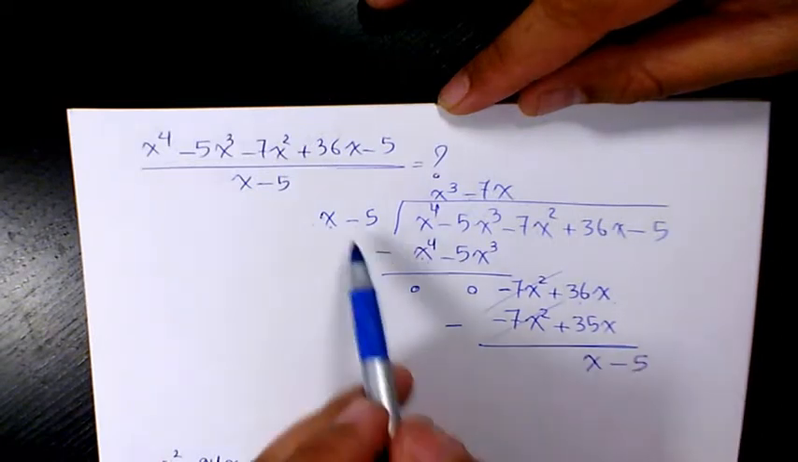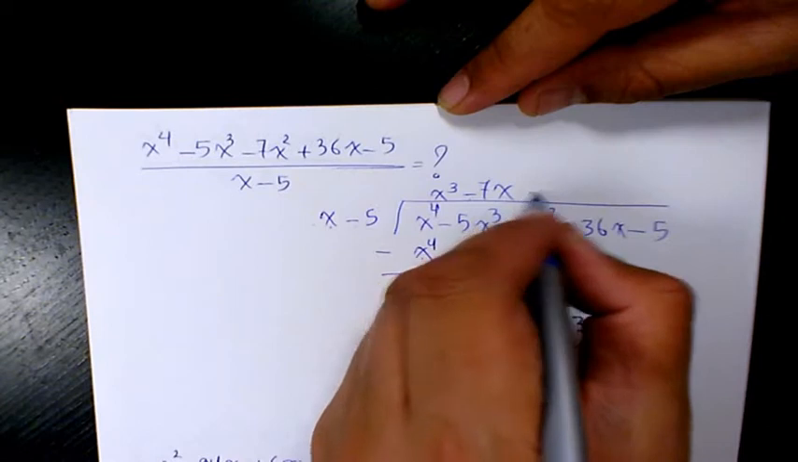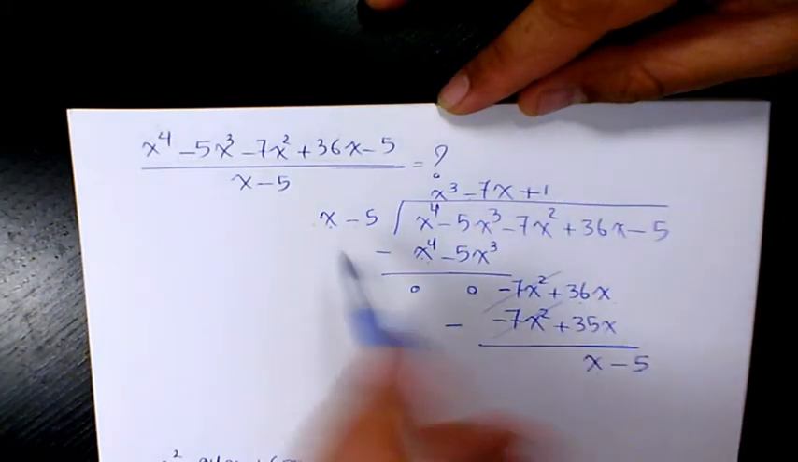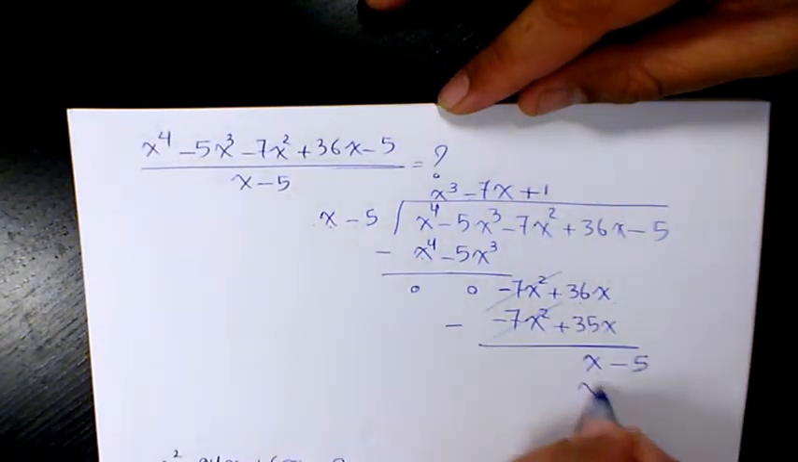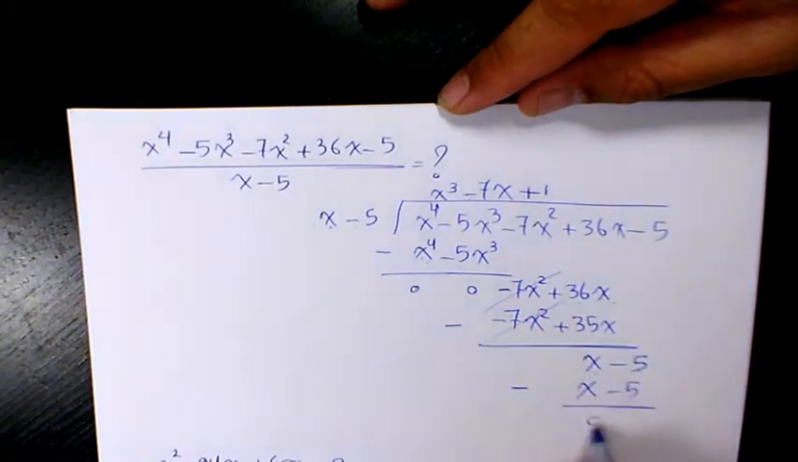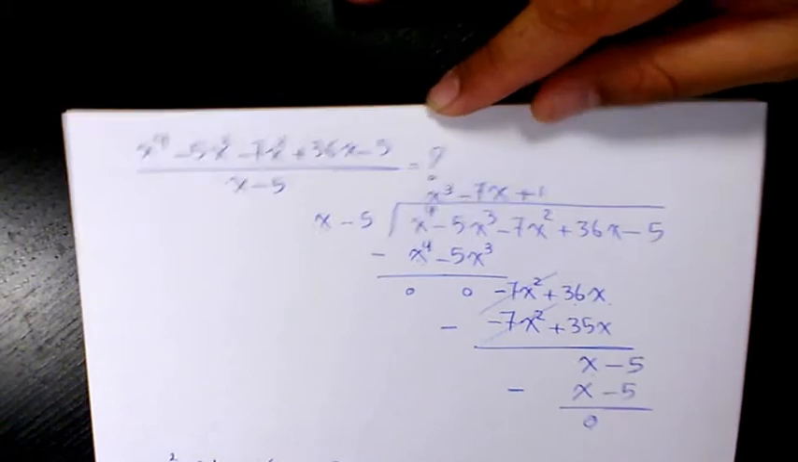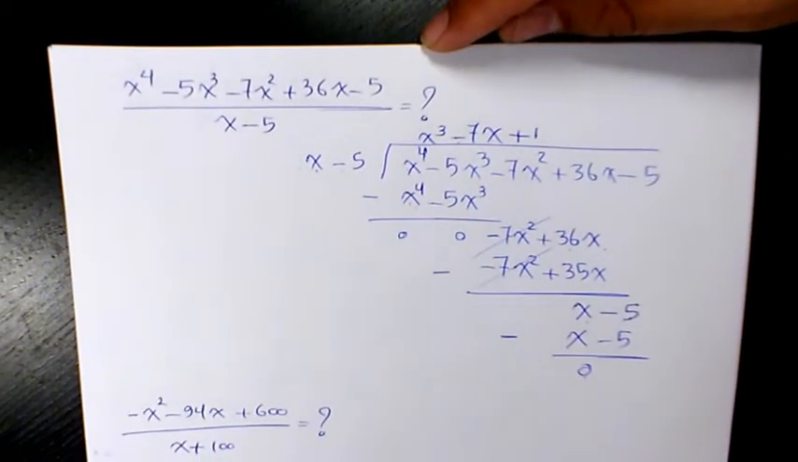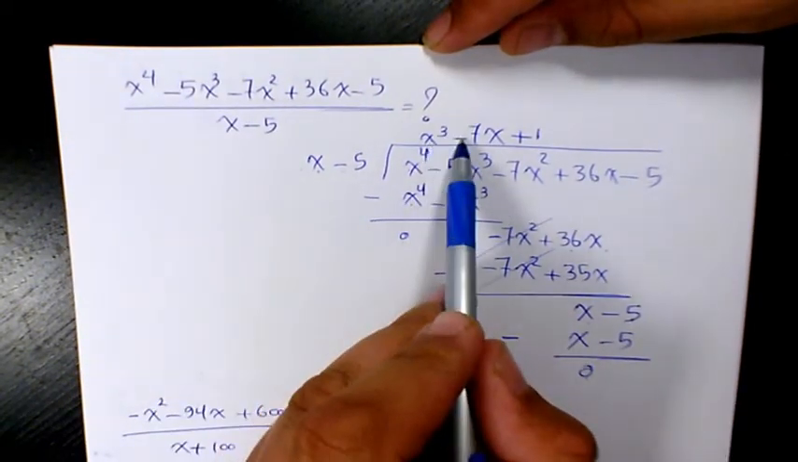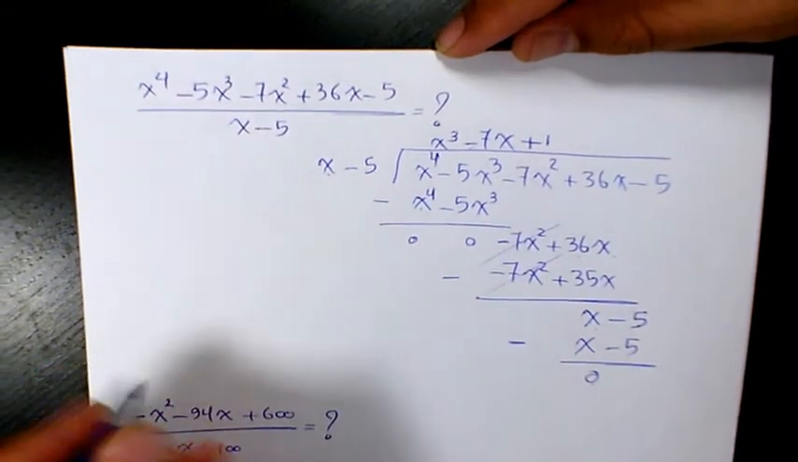X minus 5 divided by x minus 5 is going to be plus 1. And when you multiply it, 1 times x, x. 1 times negative 5, negative 5. And when you subtract it, that's going to be 0. So the remainder is 0. And the quotient is x cubed minus 7x plus 1. So I'm going to write it here.